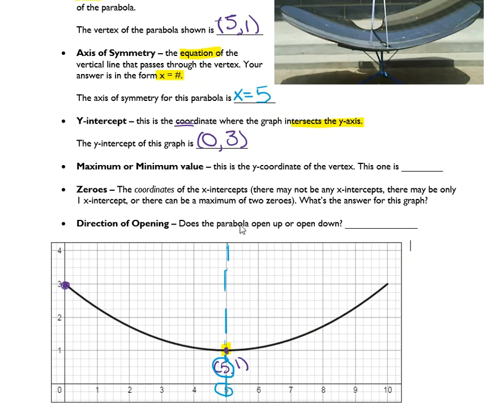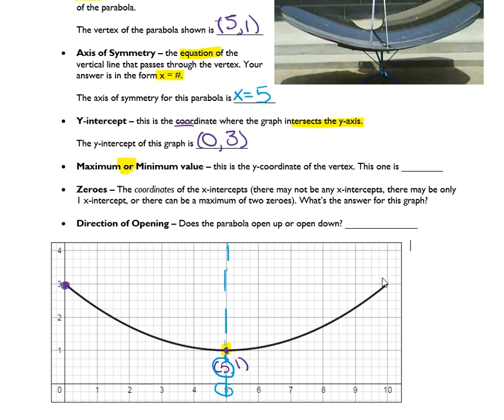The maximum or minimum, this is the y-coordinate of the vertex. I always find this a confusing one because it's a maximum or a minimum. You have to first figure out which one it is. When I look at this parabola here, I can see that my vertex is the minimum point. My parabola is not going to go any higher than this.